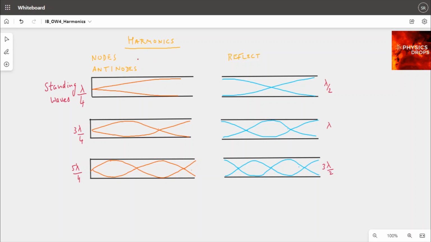Let's look at a couple of interesting questions on harmonics. As we know, standing waves are formed when two waves of equal amplitude, frequency, and speed are sent in opposite directions. And there are always points called nodes. These are called nodes where there is no change. And these are antinodes where there is a maximum amplitude that's formed.